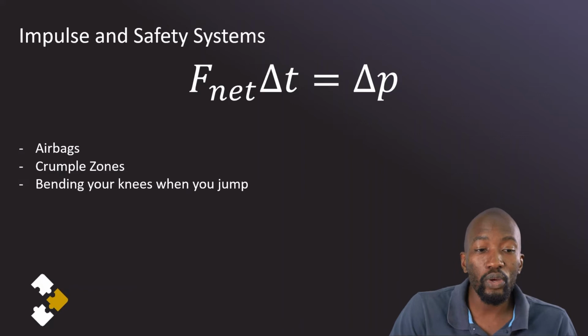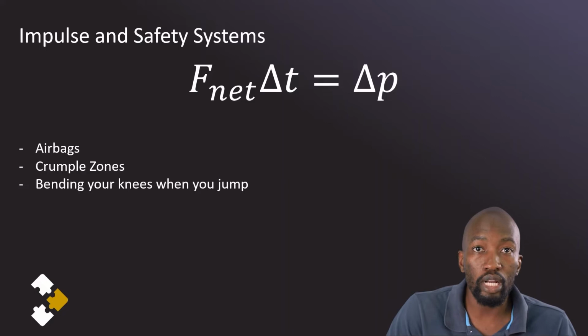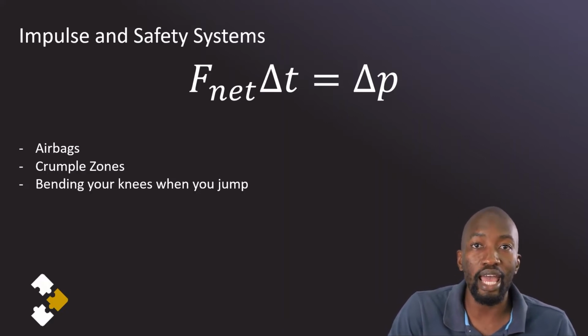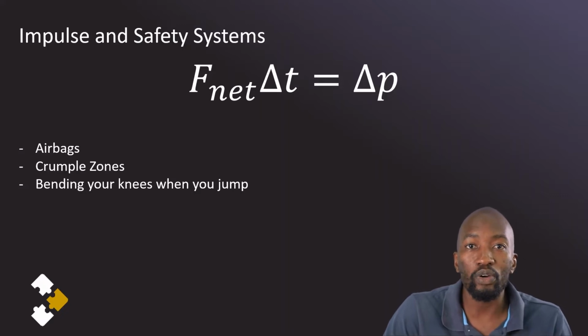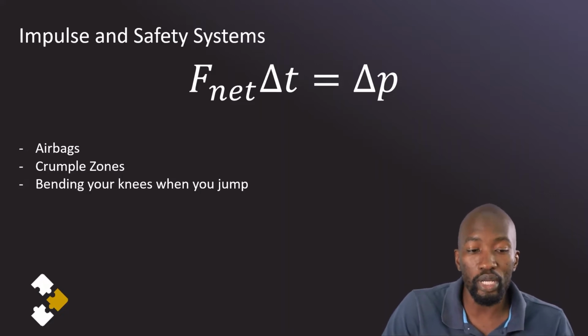Now this is why, let's look at impulse and safety systems. This is why we use airbags in our cars. Whenever an accident happens, the airbag comes, right? Why does the airbag come? It increases the contact time, therefore the net force is going to be less, and then the chances of you getting hurt are less. And also the crumple zone in front of a car increases the contact time and reduces the chance of injury. Whenever you jump, you should also bend your knees, which increases your contact time and makes you less prone to injury.